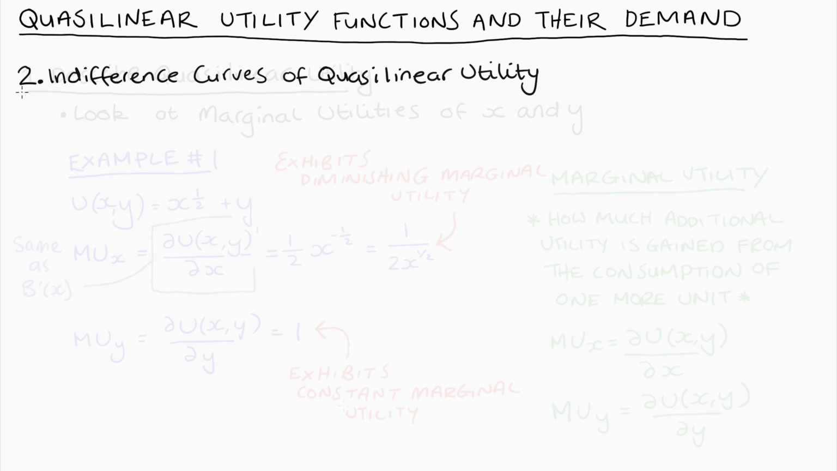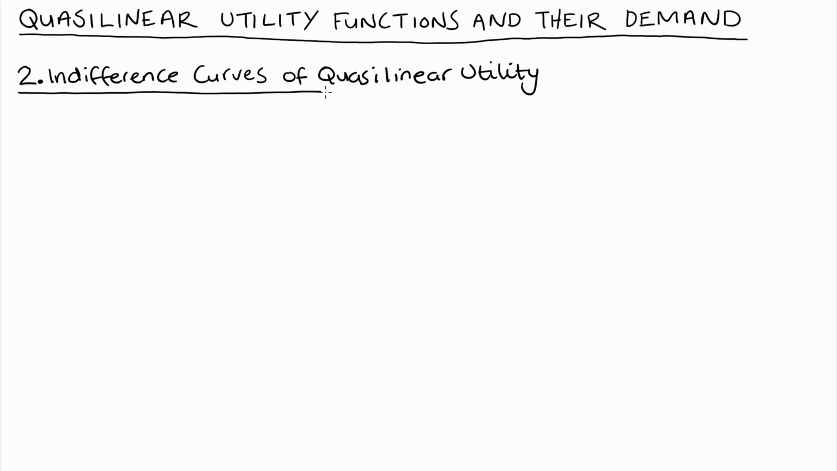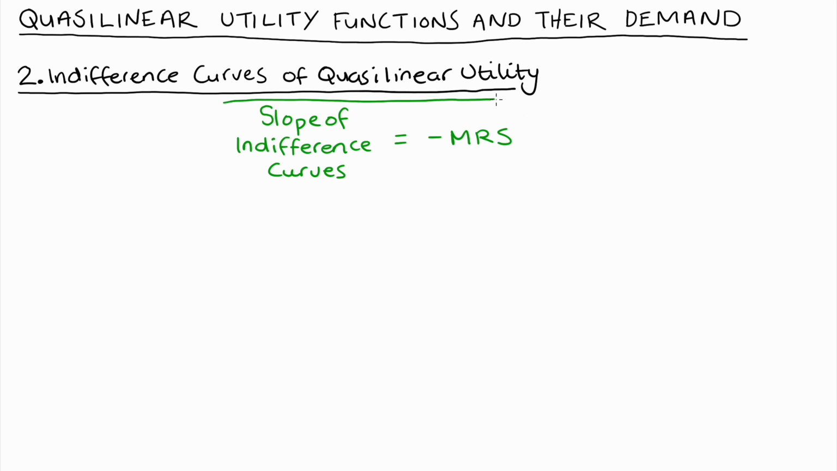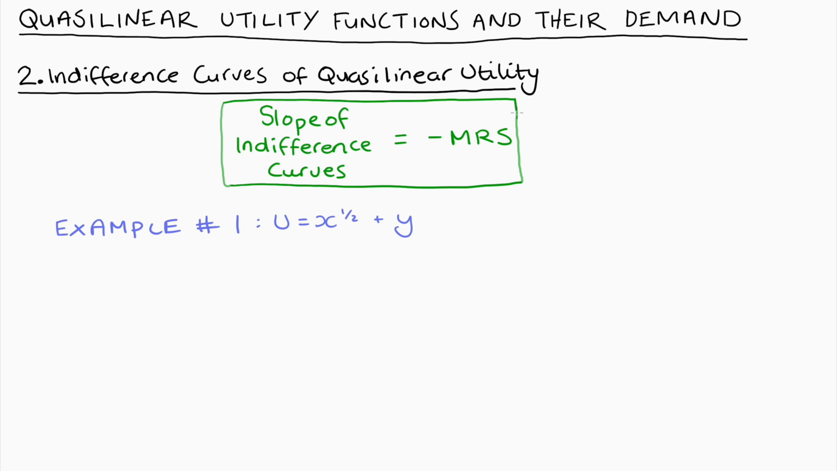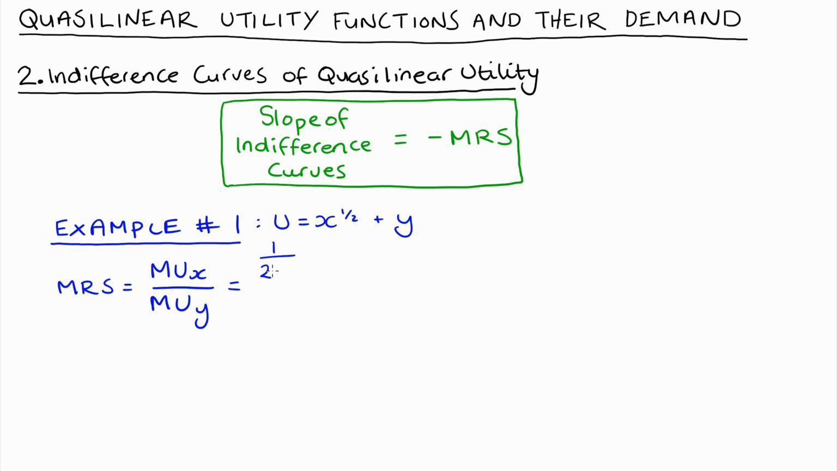All right, before all of that, let's think about the indifference curves of our quasi-linear utility functions. To do this, we can first consider the slope of our indifference curves, which will be the negative of the marginal rate of substitution, the MRS. So thinking about example 1, well, our marginal rate of substitution is the marginal utility of x divided by the marginal utility of y. We found these marginal utilities before, so it's 1 over 2 times x to the power of a half, divided by 1. So we just get that 1 cancels out, 1 divided by 2 times x to the power of a half. So the slope of our indifference curves will be equal to the negative of this.